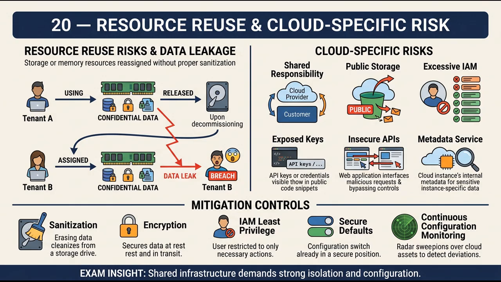Cloud does not remove traditional vulnerabilities. It changes ownership and scale. The provider secures some layers, while the customer remains responsible for others according to the service model. Controls include least privileged identity, secure defaults, encryption, key management, continuous configuration monitoring, network restrictions, logging, and clear responsibility mapping.